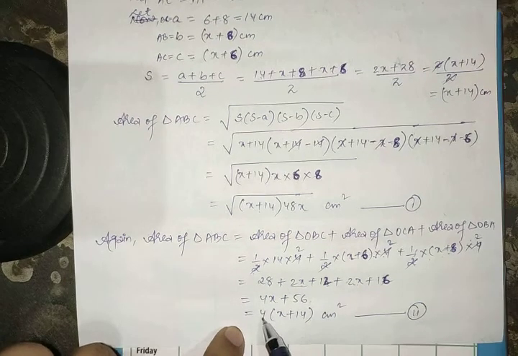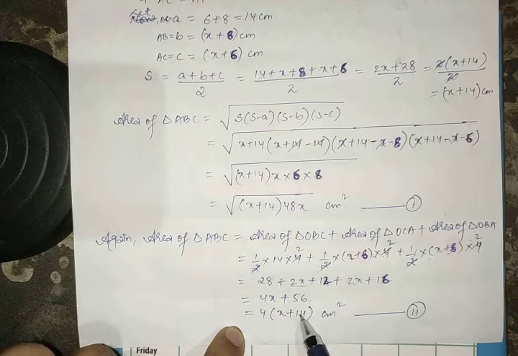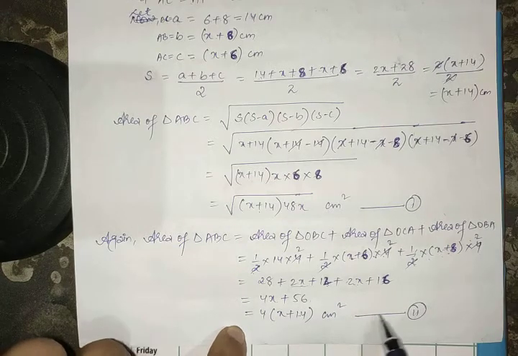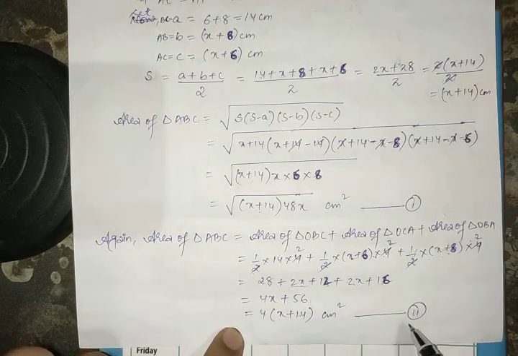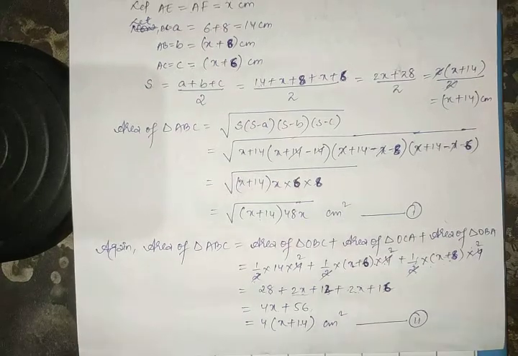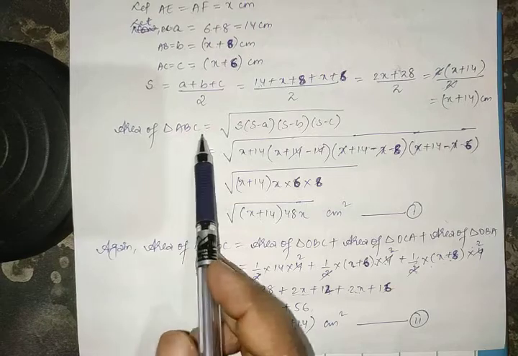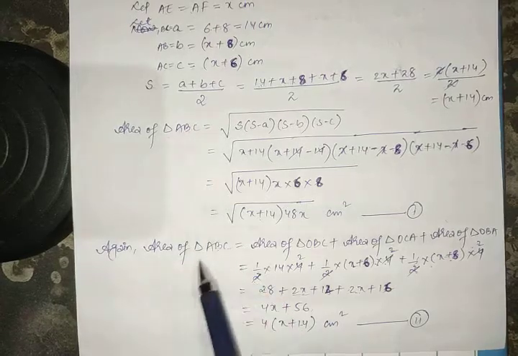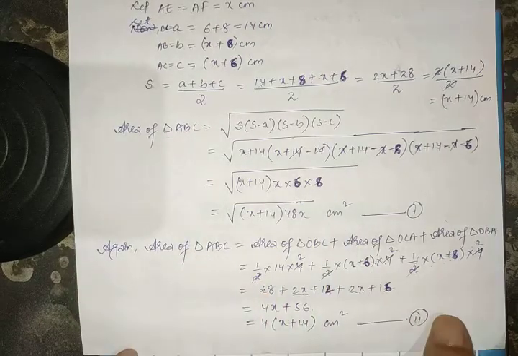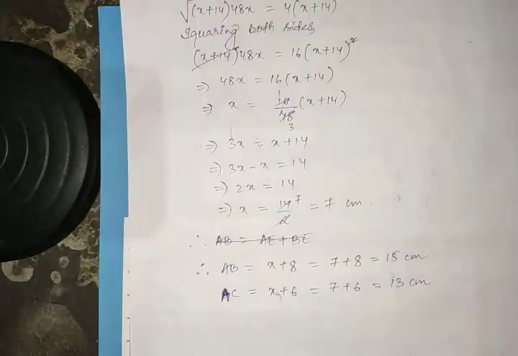Then we have taken 4 common here. So if you take 4 common, what is remaining? x plus 4 into 14 is 56 centimeter square. So this we have considered as equation 2. Now we'll equate both the equations. Okay, so you see in equation 1, left hand side is equal, right? Area of triangle ABC, here also same area, so that means right hand side will also be equal.